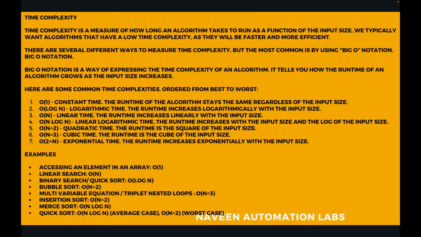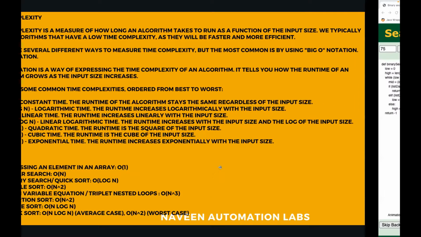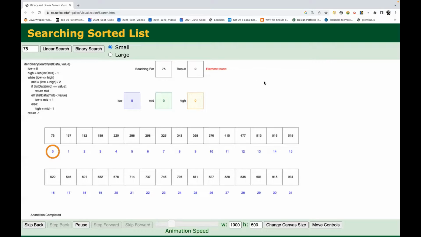In order to understand that, logarithmic means the runtime increases logarithmically with the input size. Some examples are binary search or quick sort. I'll give you one practical animation example, a very good example of binary search. With this animation, you will understand exactly how binary search is implemented.